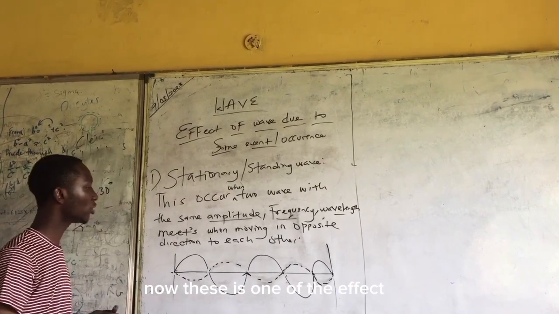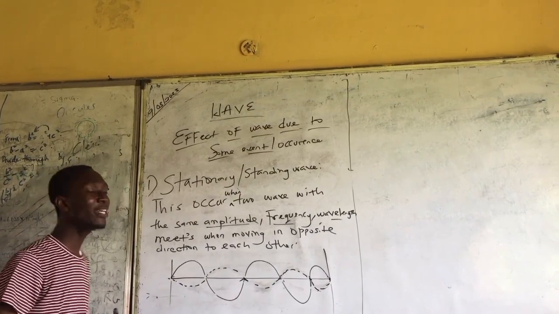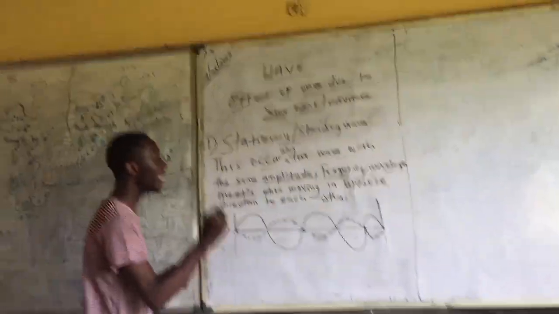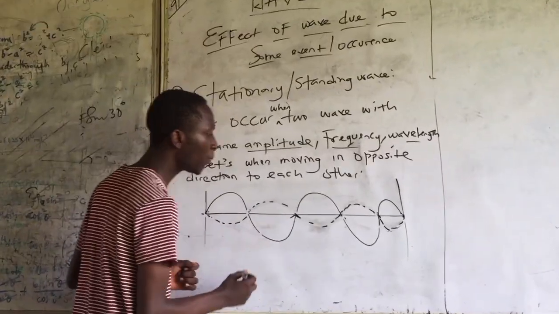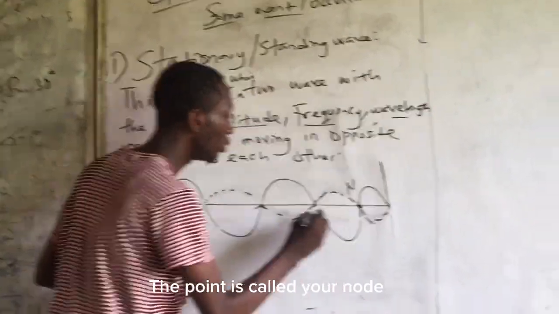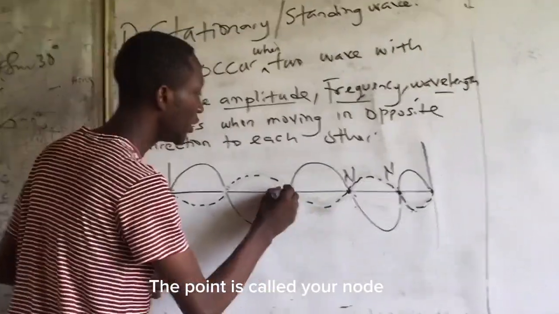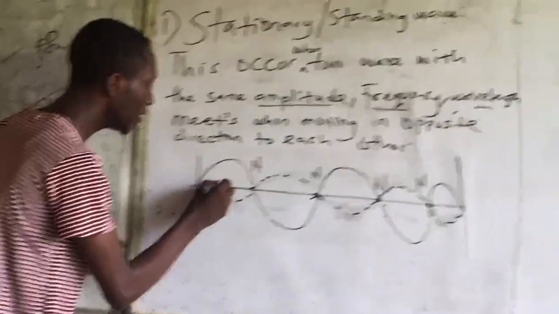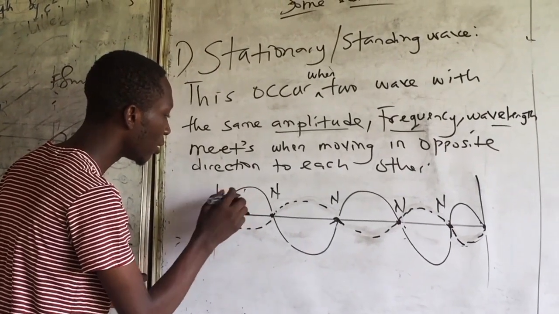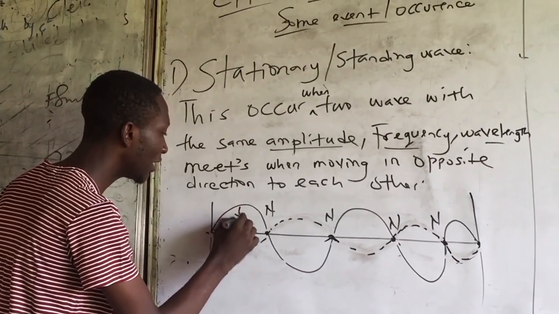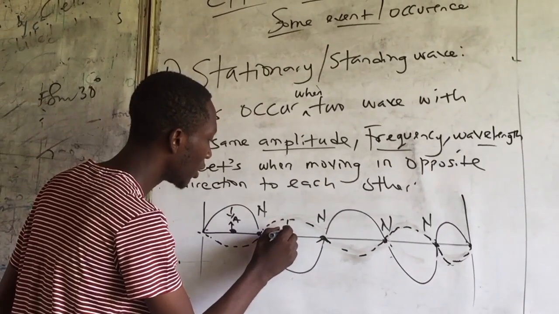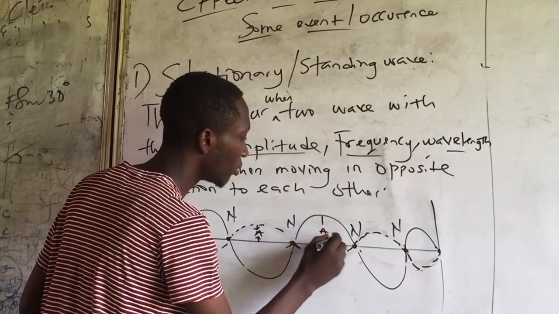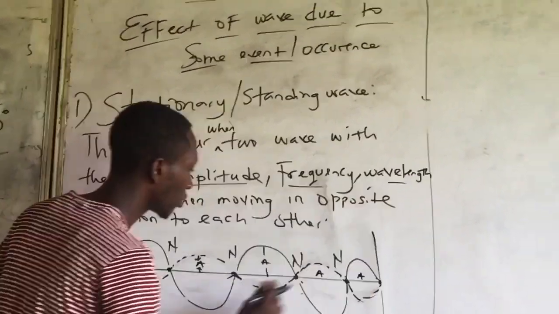Now, these are the effects. So it's called a stationary wave. And this stationary wave only happens with what? Transverse wave. And then in this stationary wave, this point is called your node. This point is called your node. And the middle here, from this place to this place, is called your antinode. The middle here is called your antinode.